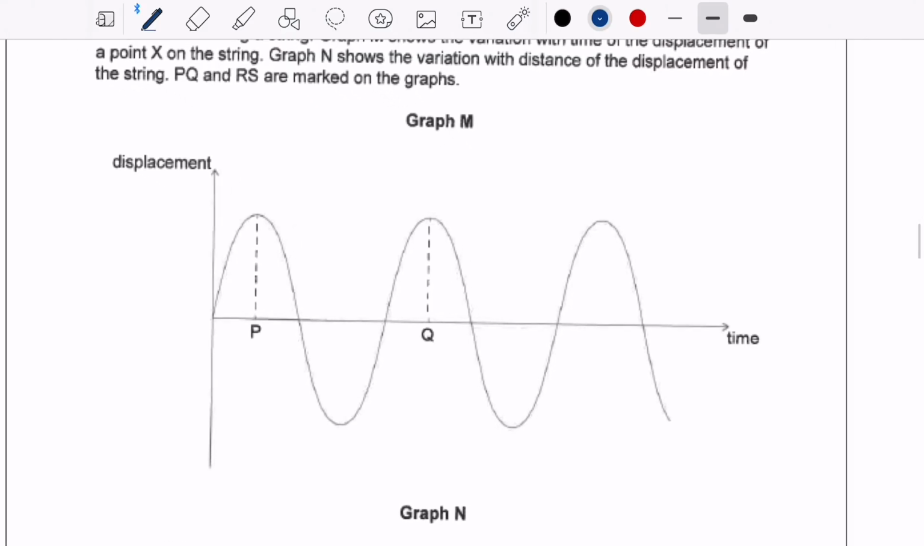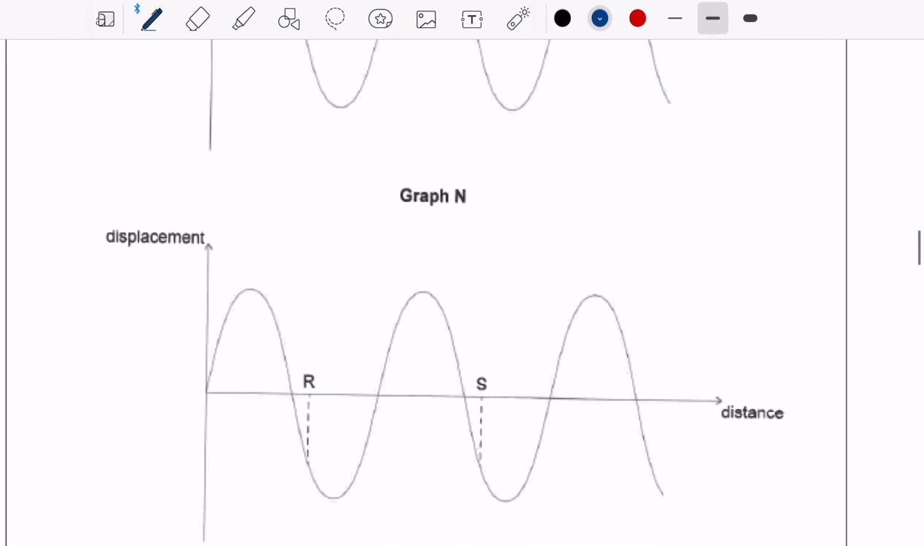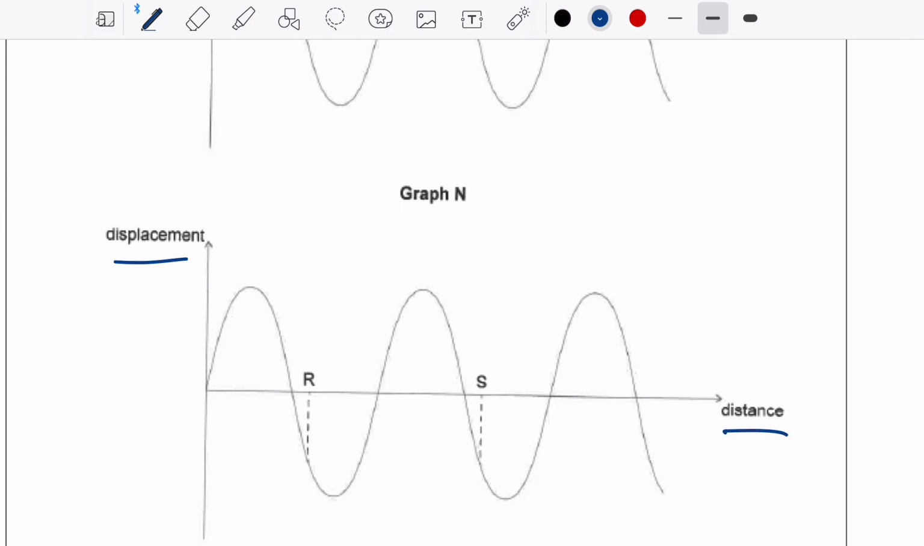This is about simple harmonic motion and wave motion. Simple harmonic motion has a displacement time graph. What can we get from that graph? We can get the period. Peak to peak gives us the period. What about the displacement distance graph for the medium? These 2 points are in phase points, so you can find the wavelength from this.